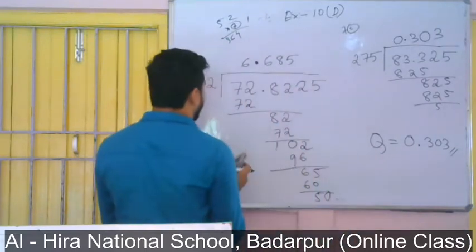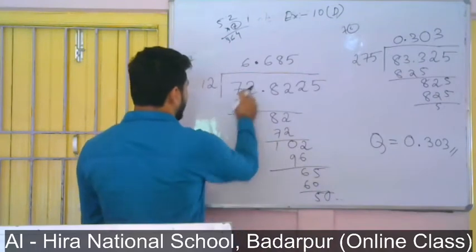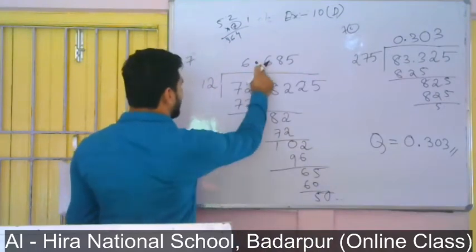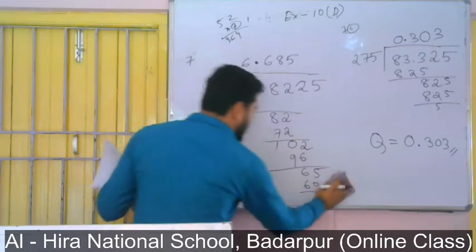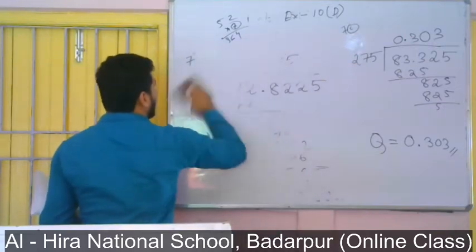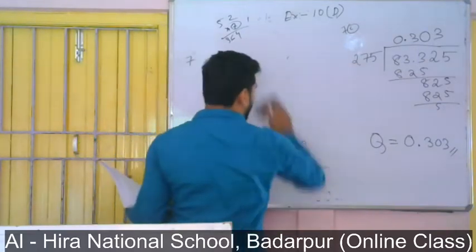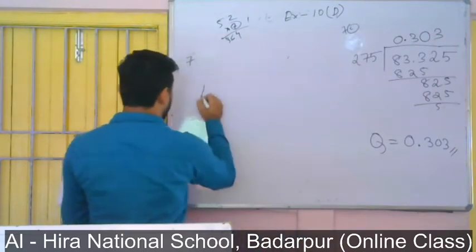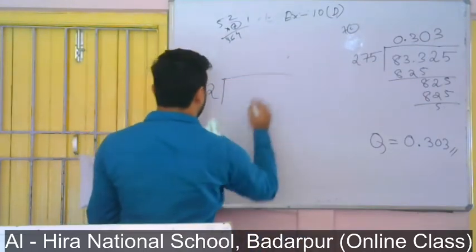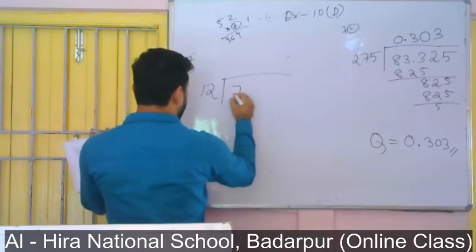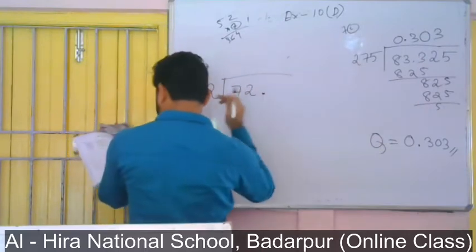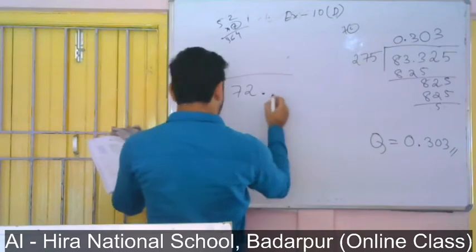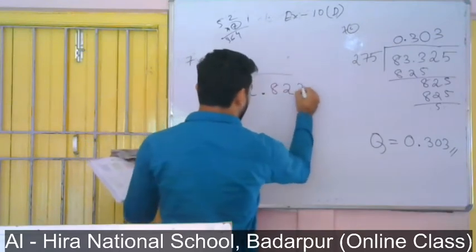Here you see I have made a mistake maybe. 72, 8 is not divisible. I have not put 0. Okay, let us do it again. I have done mistakes. 12, then 72.8225.